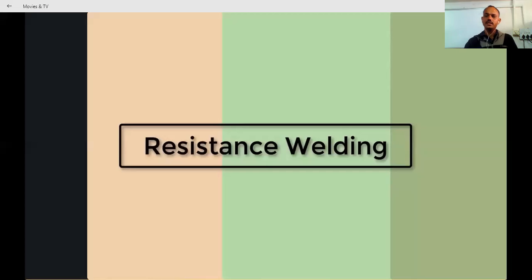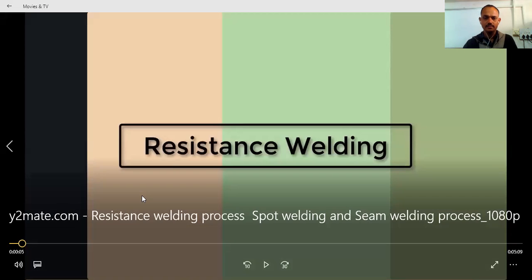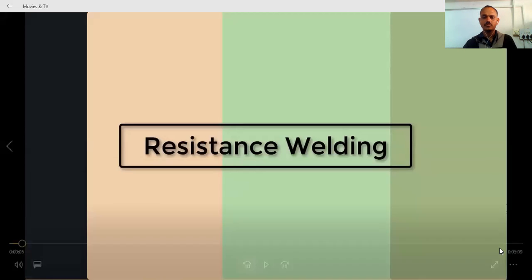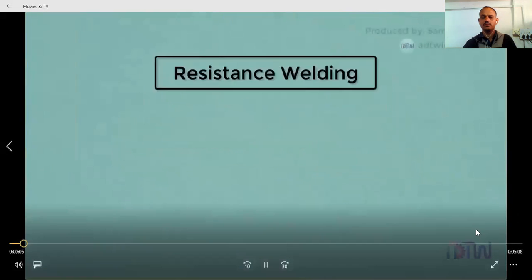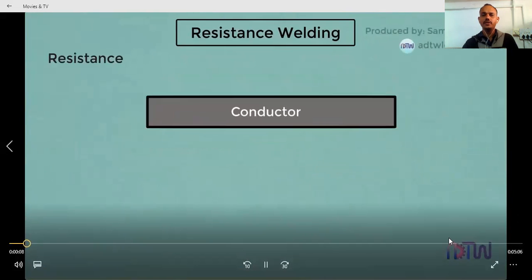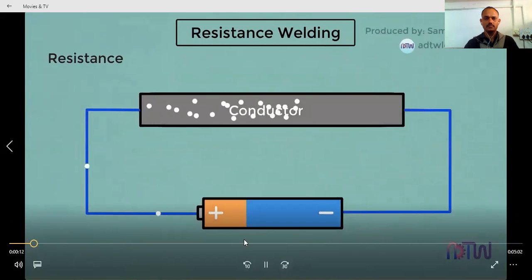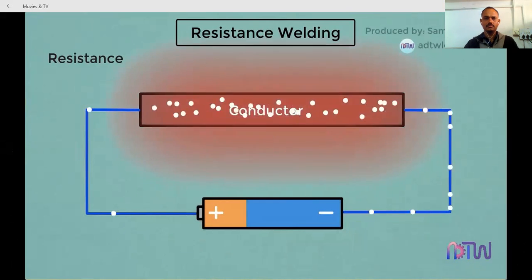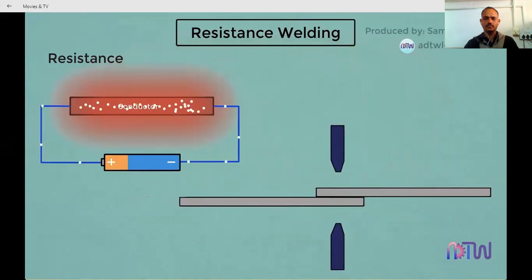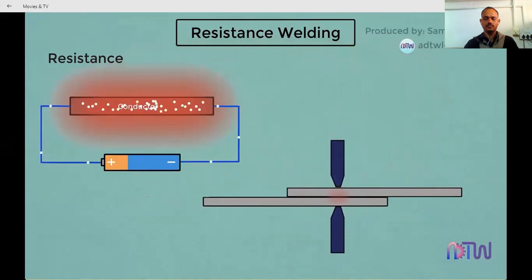So listen carefully, this one is the resistance welding. Resistance is the property of the conductor by virtue of which it resists the flow of electrons, the flow of current through it. This resistance to the flow of electrons creates friction and heat. This heat generated is then used to join the two similar or dissimilar metals by melting and forming a bond between them.